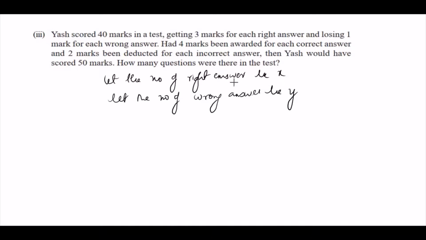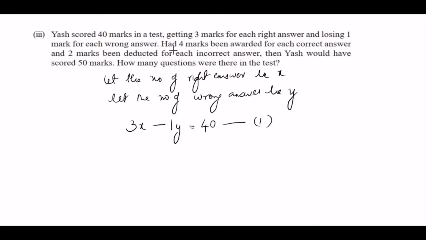So there are x number of right answers. So he is getting 3 marks for each right answer. So 3x. So for one right answer he gets 3 marks. So there are x number of right answers. So 3 into x minus, that is he loses 1 mark for each wrong answer, minus 1y is equal to the total marks scored, which is 40 marks. That is, for each right answer he gets 3 marks and for each wrong answer he loses 1 mark. The total marks that he obtained is 40. So let this be the first equation.